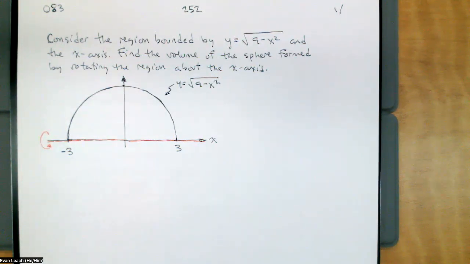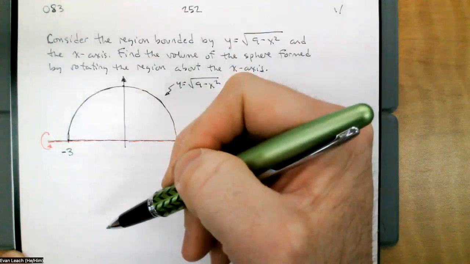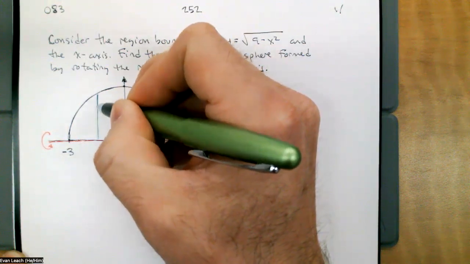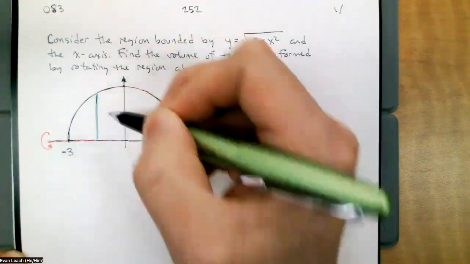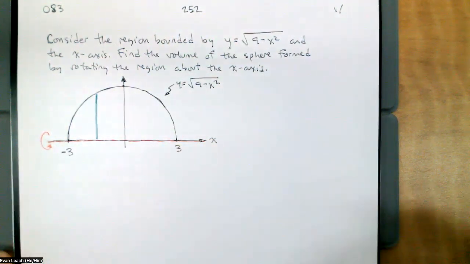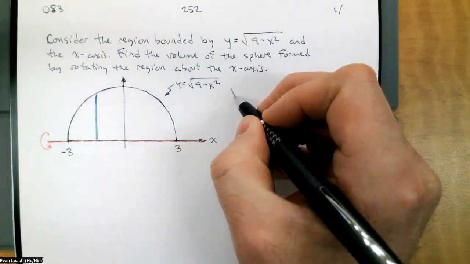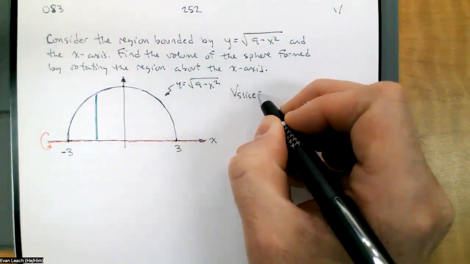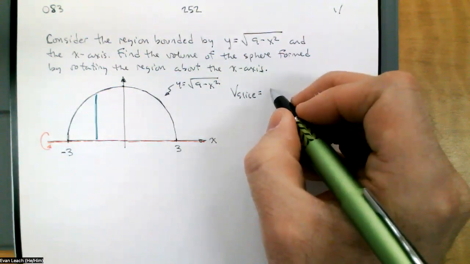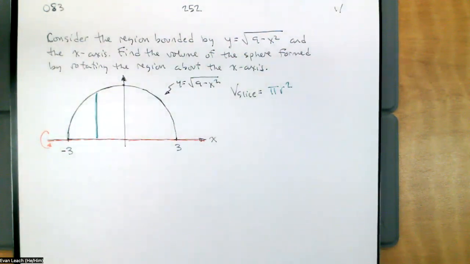The cross-section that we're going to have here is a circle, and we're going to slice perpendicular to the axis of rotation. So here is a typical slice. We're going to take this segment, rotate it around the x-axis, and that's going to produce a circle. So the formula for the volume of the slice is going to be the area of the circle, so pi r squared, times a delta variable, delta x.